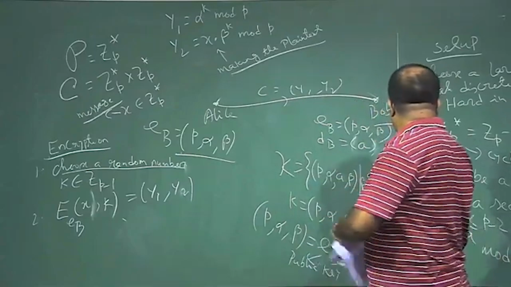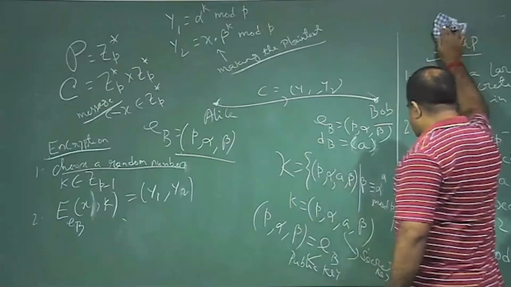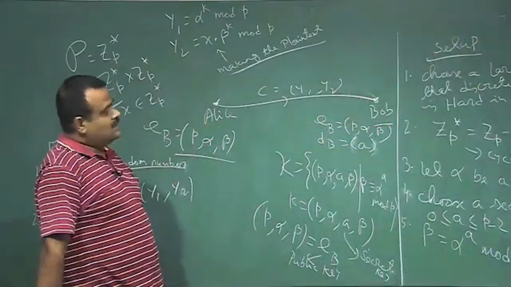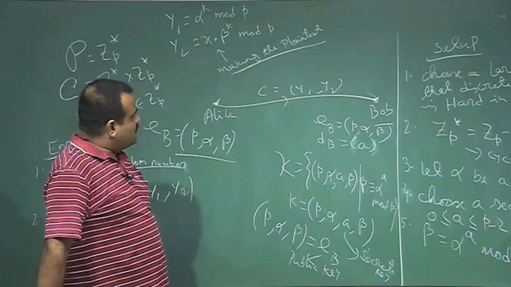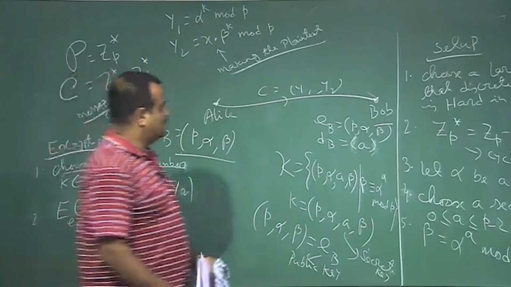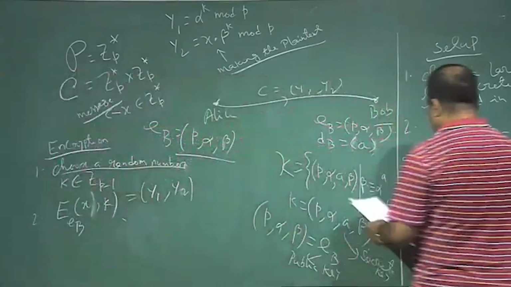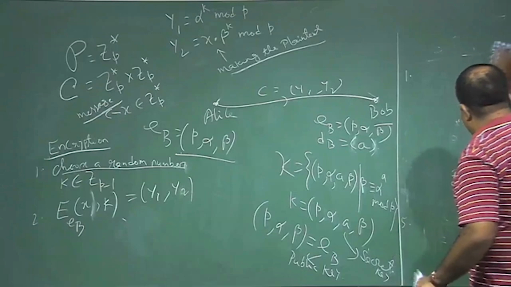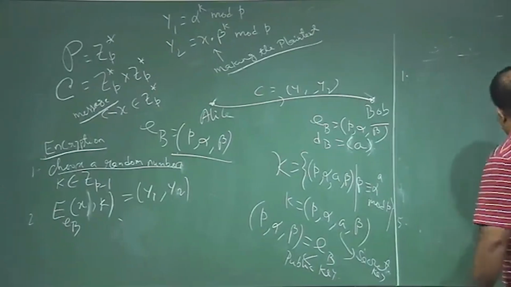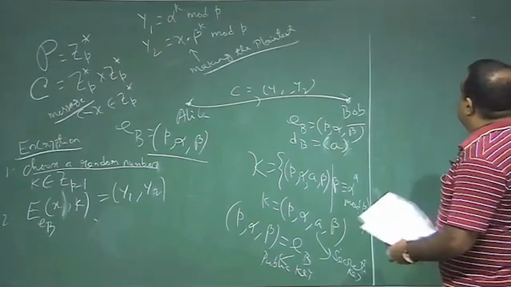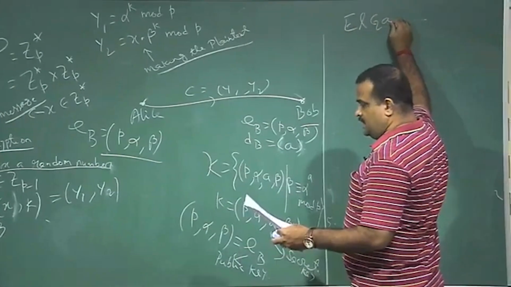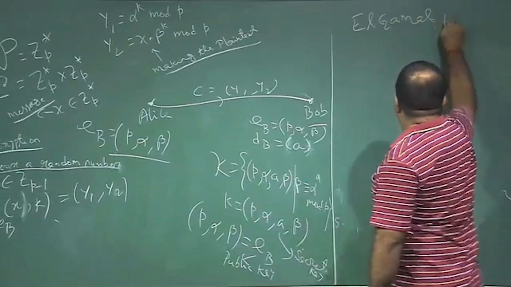Now how will Bob decrypt it? Bob is getting this ciphertext, and upon receiving it, Bob has to get back the message X. So how can Bob do that? That is called decryption, ElGamal decryption, and this has to be done by Bob.